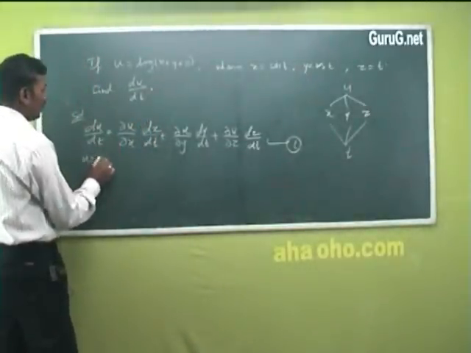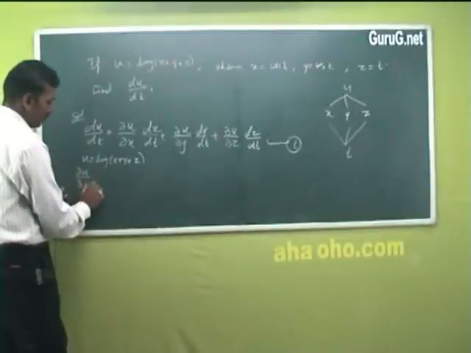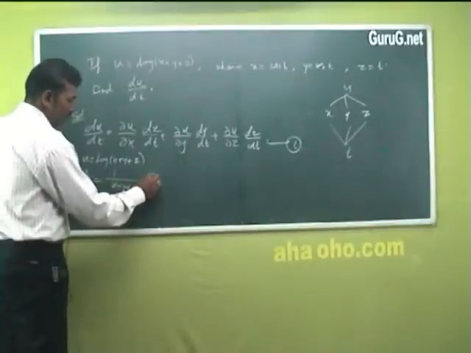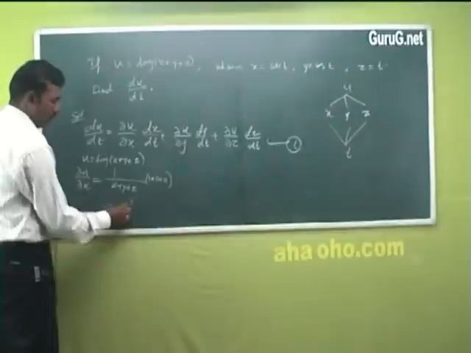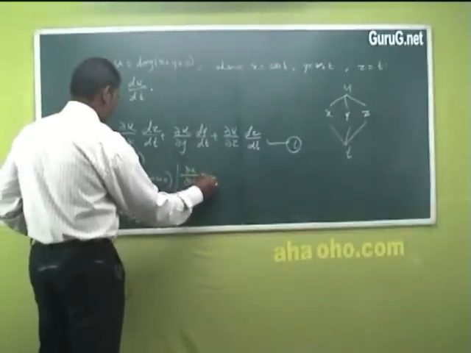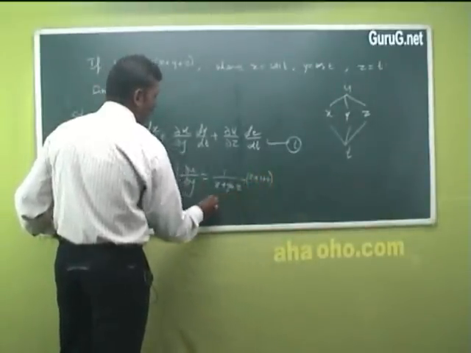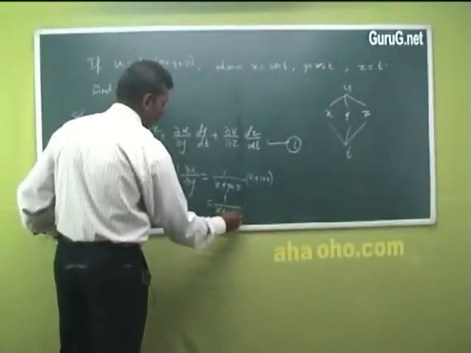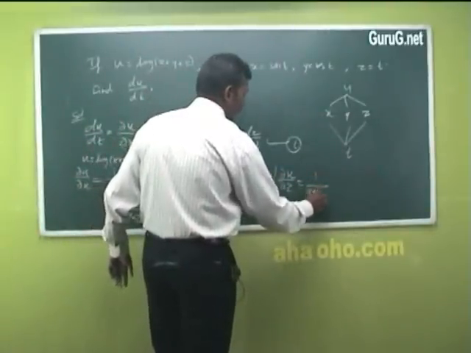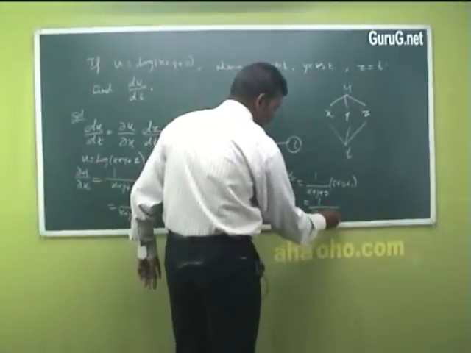So u equals log of x plus y plus z. So dou u by dou x. So differentiate partially with respect to x. So dou u by dou x equals 1 by x plus y plus z into 1 plus 0 plus 0 is equal to 1 by x plus y plus z. Then dou u by dou y. So again 1 by x plus y plus z into 0 plus 1 plus 0 is equal to 1 by x plus y plus z. Then dou u by dou z equals 1 by x plus y plus z into 0 plus 0 plus 1, that is 1 by x plus y plus z.